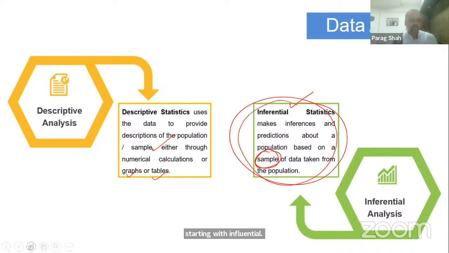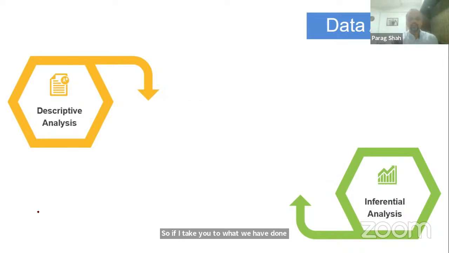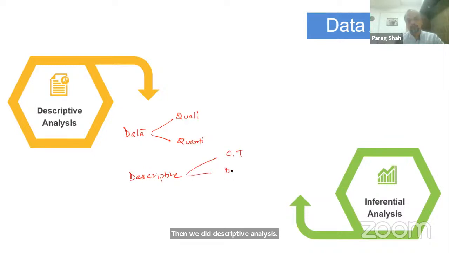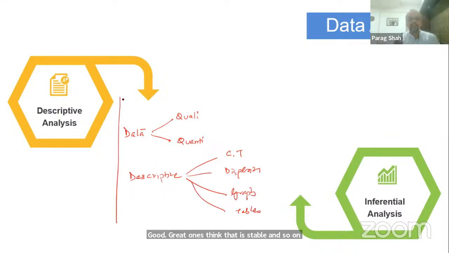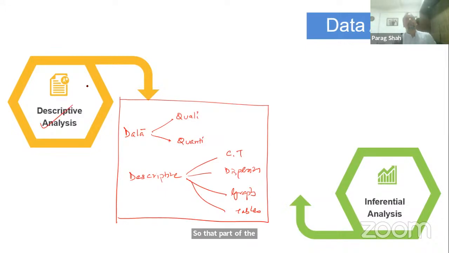If I take you through what we have done till now, we started with what is data. Then we talked about qualitative data and quantitative data. Then we did descriptive analysis: central tendency, dispersion, graphs, frequency tables and so on. So that part of the data analysis has been taken care of, which is called descriptive.